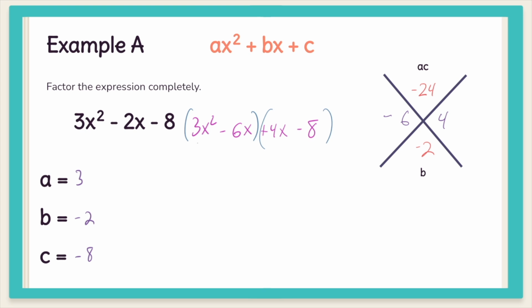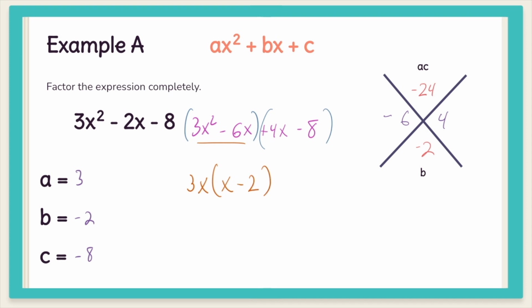The first one we can pull out, and this is important, is not just a variable. Before we were able to just pull out x, but this time we can pull out x and a number. So 3 and -6 can both be divided by 3. We're going to have 3 and x this time that we're going to be pulling on the outside, and 3x squared divided by 3x is going to leave us just x. -6x divided by 3x is going to give us -2.